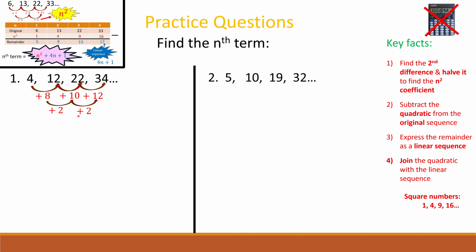And to find how many n squared we've got, we take this 2 and halve it, and it will tell me I've got one lot of n squared. So we're always halving the second difference. So I've got n squared.